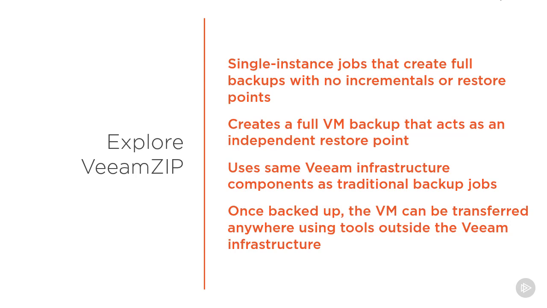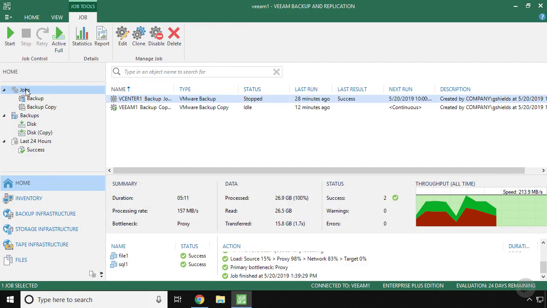The only part I want to show you here, if I minimize this, is what happens when you attempt to create a VeeamZIP job. You'll notice here that VeeamZIP is not actually an option here in the home view. I'm trying to create a backup job, and I don't see a VeeamZIP job right here.